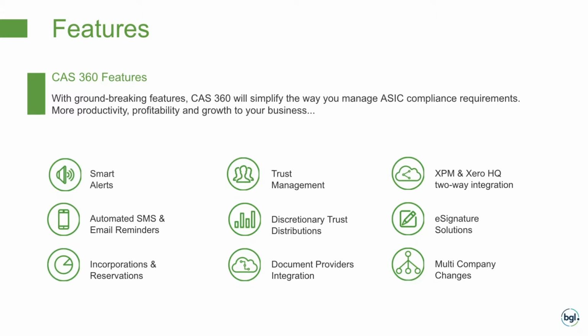And last but not least, multi-company changes. So we'll be taking a look at that. You can institute multiple changes across companies in CAS 360. So for example, you've got a client who's a director across multiple companies, and you need to change the registered office address for all of them. You can do them in one hit within our software.